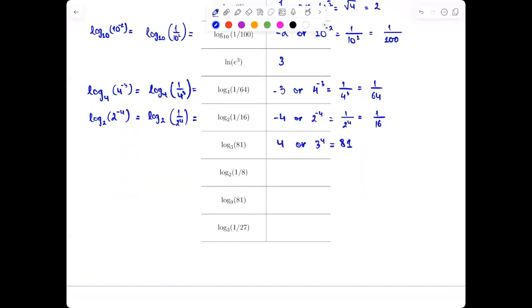Now, can you do log of base 2 of 1 over 8? What is that equal to? So what is that equal to? -3 in this case. Or 2 to the -3 is 1 over 2 to the third power, or this is 1 over 8. Any questions?